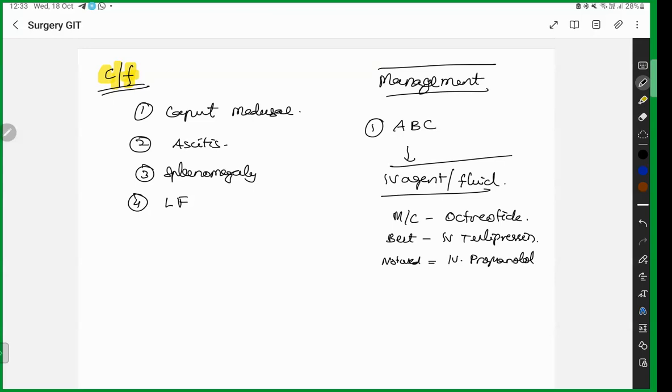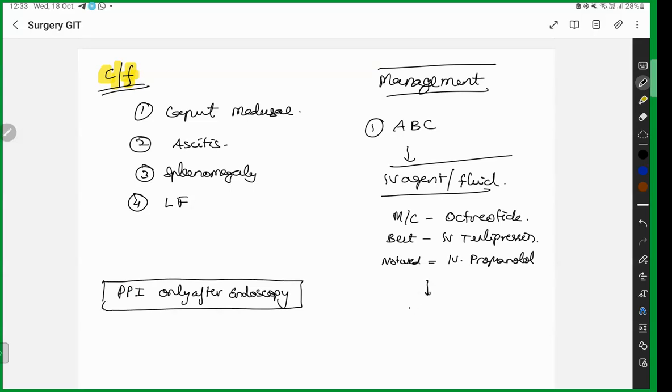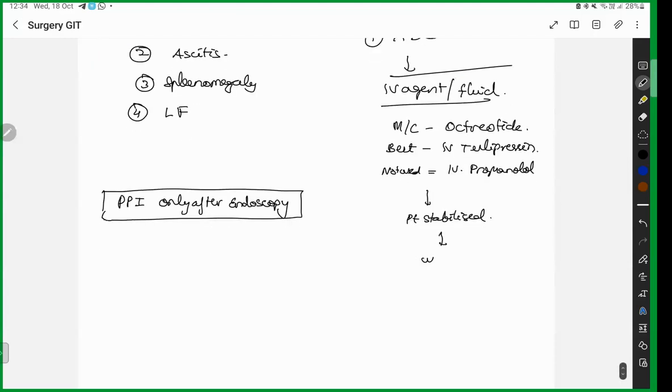Very important: PPI you are going to give only after endoscopy. This is a very important point. Now you're going to see whether the patient gets stabilized. Once the patient is stabilized, you go for upper GI endoscopy.